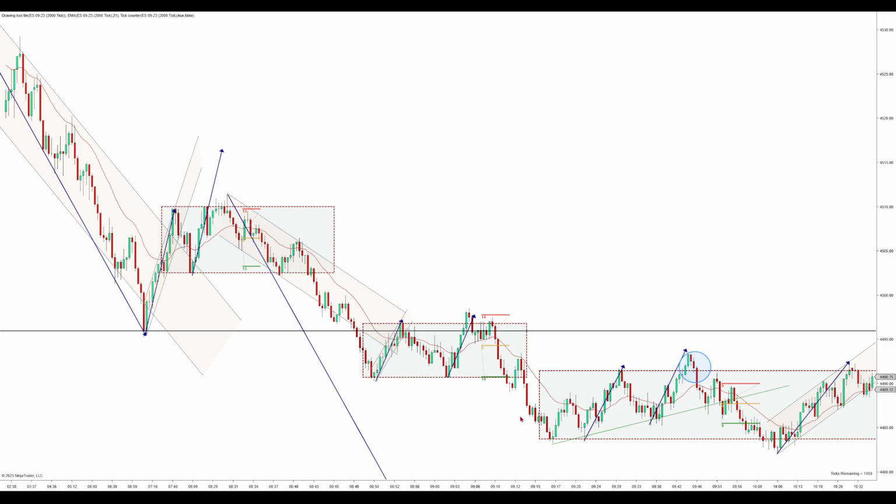And so anyway, we continue on lower here. We push pretty far out of this range right here, and then we start correcting. We get this first entry short, second entry short.